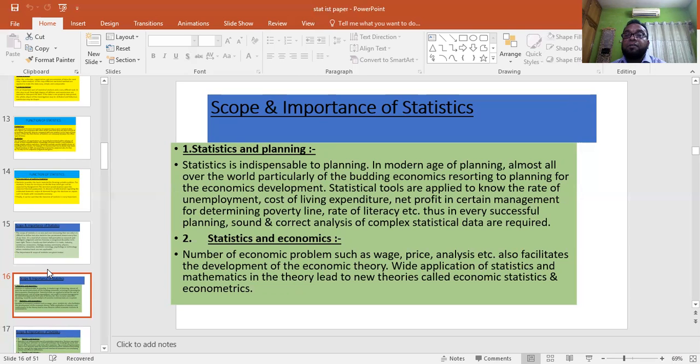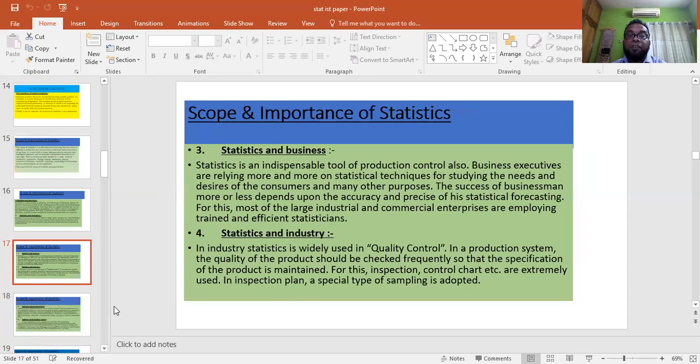Since statistics is very important in economics, there is nowadays another branch, a new subject established, which is econometrics. We had the subject in honors and masters, econometrics. So in economics, statistics is very important. That's why a new branch, econometrics, is established.